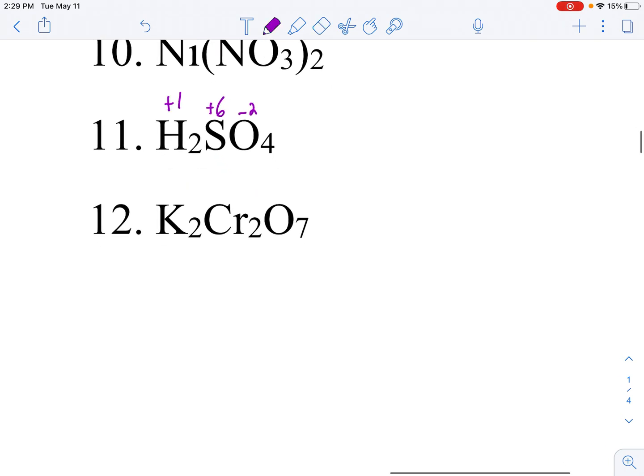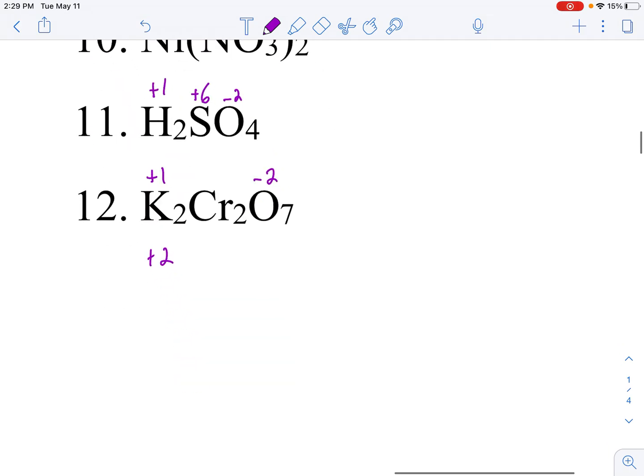Our next one, ooh, this one looks scary. So potassium's in group 1, so that's +1, a total of +2. Oxygen, that's -2, and there's a total of 7 of them. The total of -14. All right, that means this chromium has to contribute a total of +12. There's 2 of them, so each one's going to be +6.